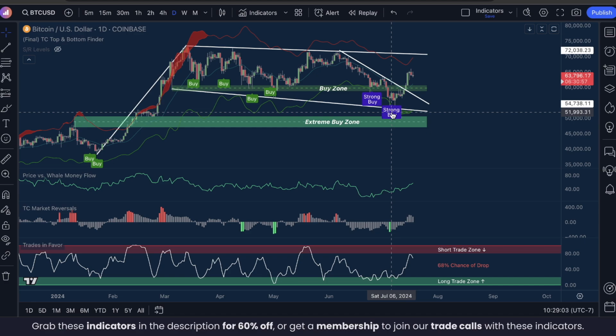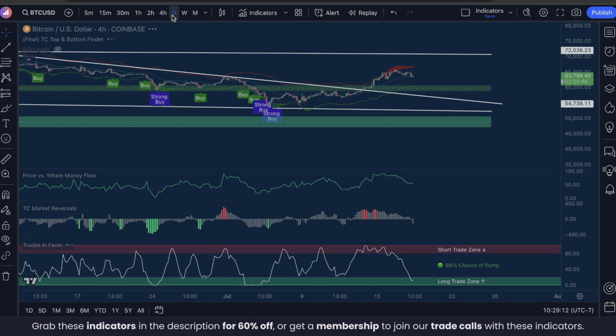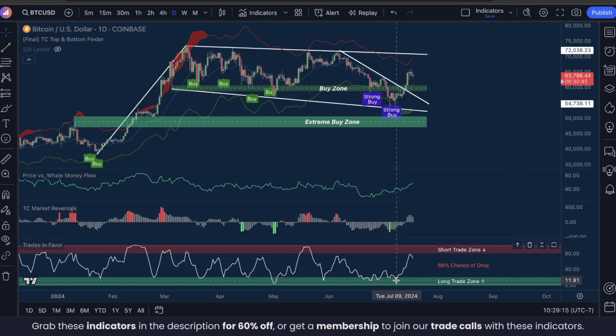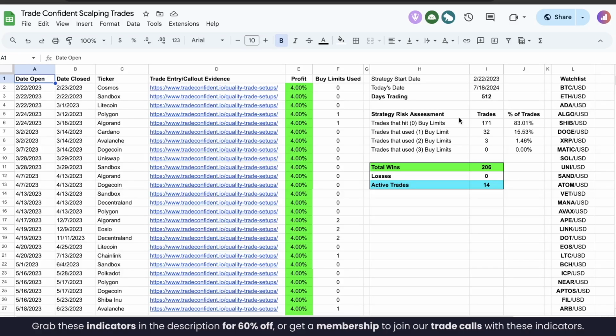But once you put them on your charts, it's one thing to say, okay, we've got good indicators, but how good are they? So here's what we have done. On the daily and the 4-hour time frame, we wait for at least an 80% chance or higher. We like to see well money flow low and top and bottom finder giving us a strong buy or a buy signal. Okay, we've done this with our indicators, and this isn't like we've done 10 or 20 or 30 trades. We have won 206 trades in a row and have never lost any trades.